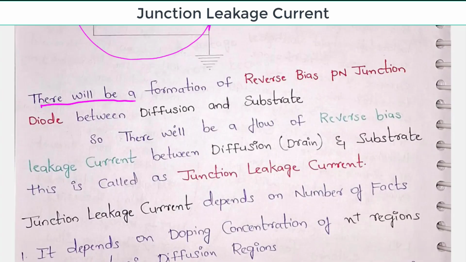So see here, there will be formation of a reverse biased PN junction diode between the diffusion and the substrate. There will be a flow of reverse bias leakage current between the diffusion, that is the drain, and the substrate. This is called junction leakage current. Because of reverse bias, there will be a flow of some amount of leakage current, and because of this we are getting junction leakage current.